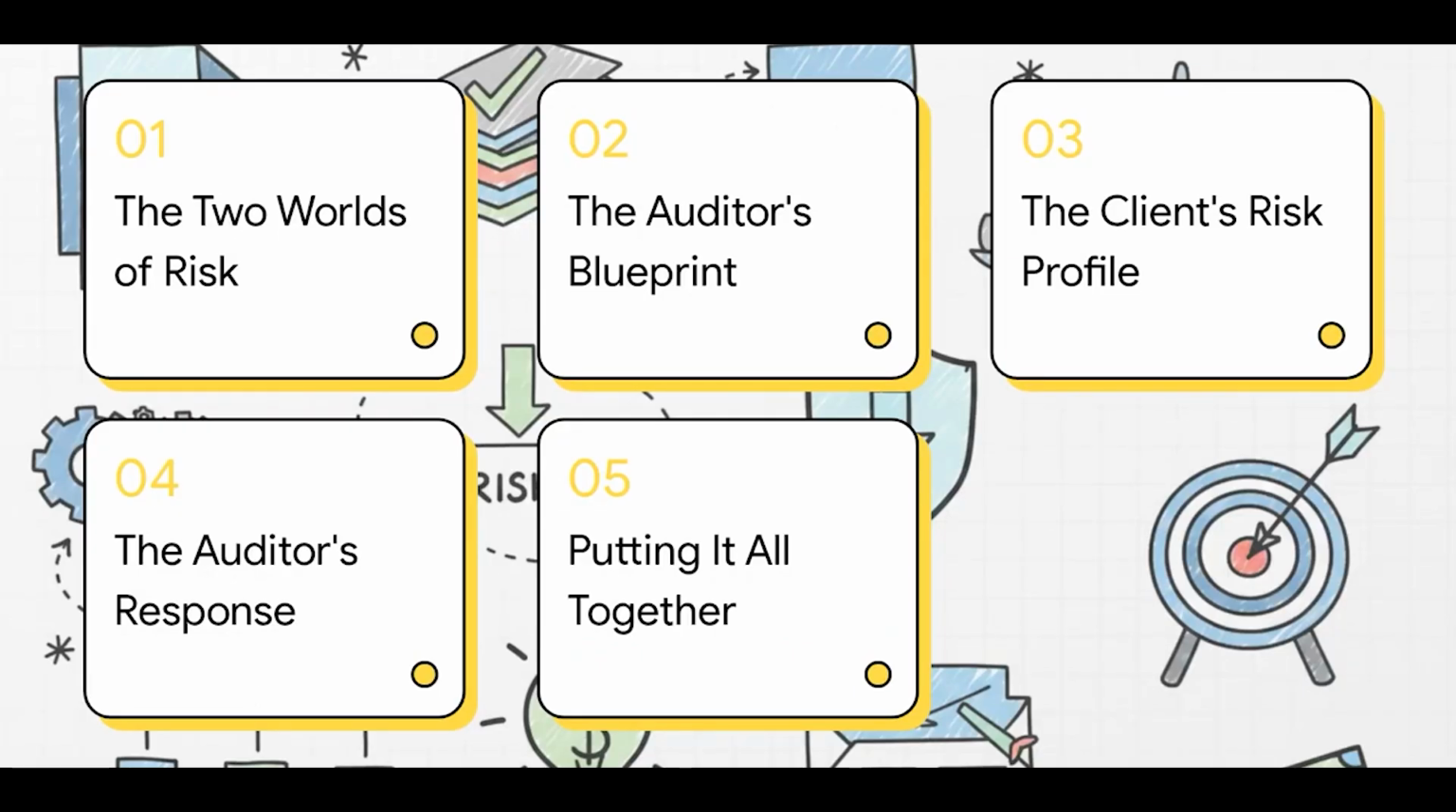So, here's our game plan. We'll start with the auditor's blueprint, the model they work from. Then we'll dig into the client's risk profile, see how the auditor responds to that, and finally, we'll put it all together to see how the whole thing works in practice.